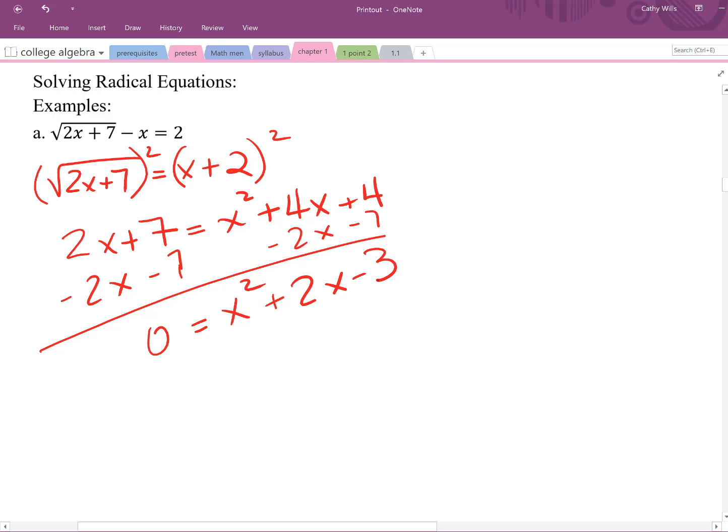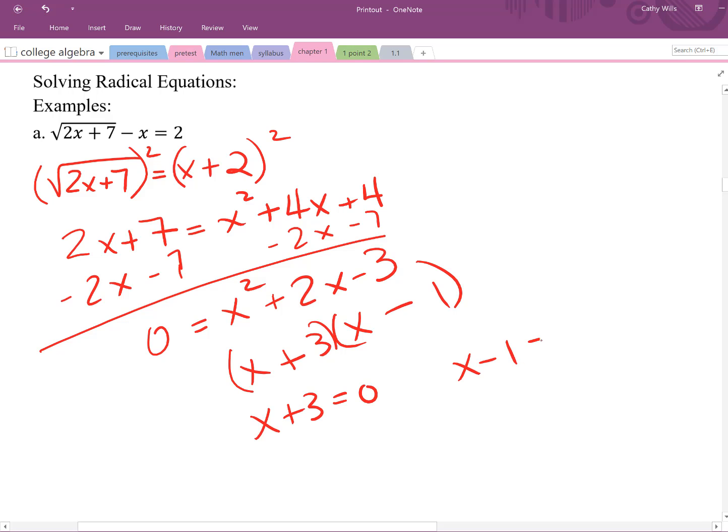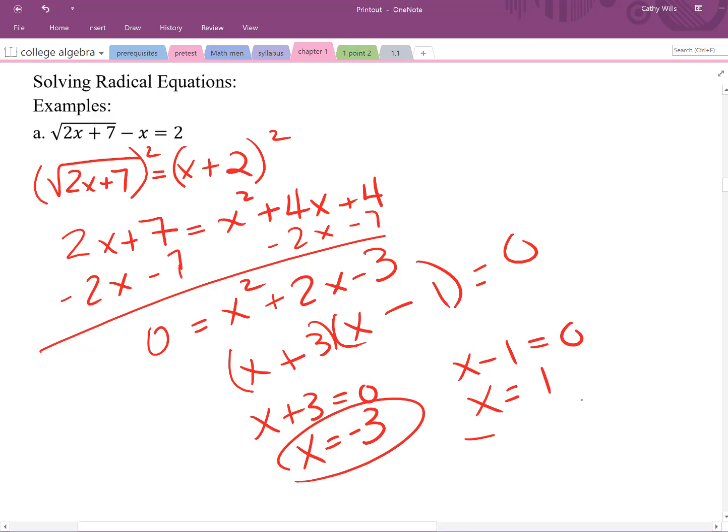All right, this is factorable because 3 times 1 is 3, and positive 3x minus x will give you 2x. So this equation can be factored. Therefore, x plus 3 is 0, or x minus 1 is 0. If you multiply two things together that gives you 0, that means that one of them has to be 0. So x equals negative 3, or x equals 1. So I've got two solutions here.